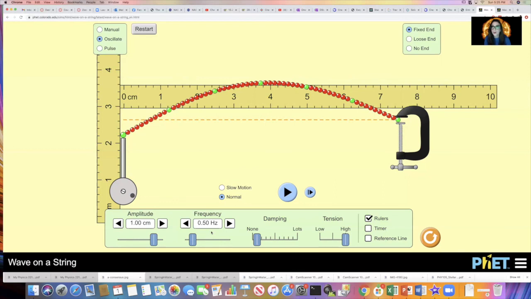So the period is always going to be in units of seconds if we have our frequency in units of hertz.